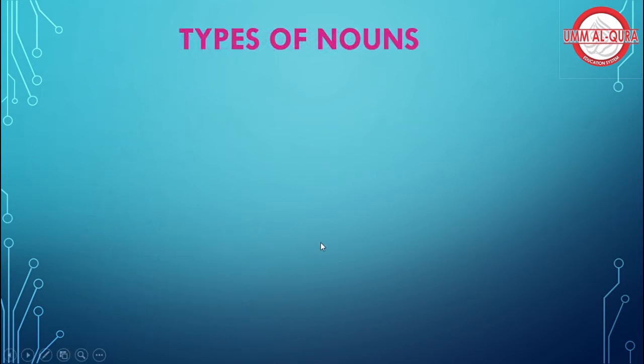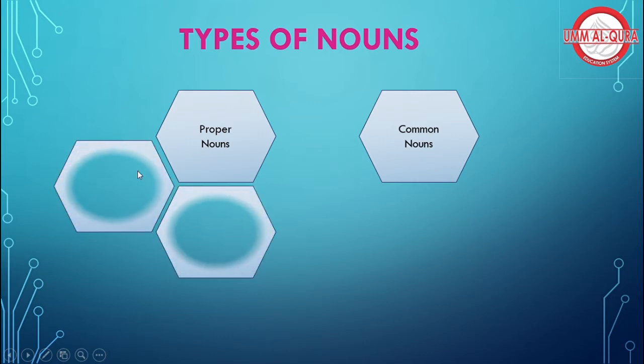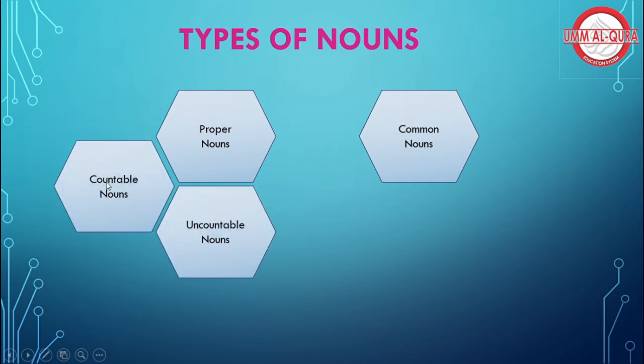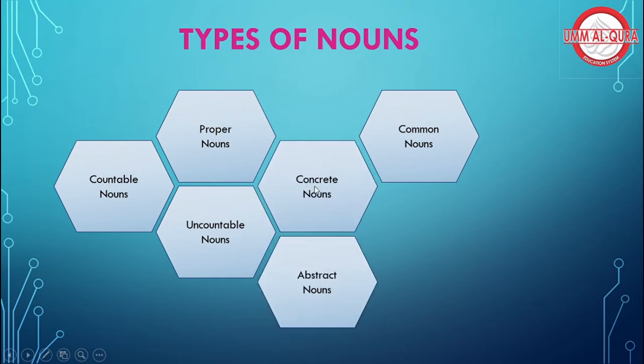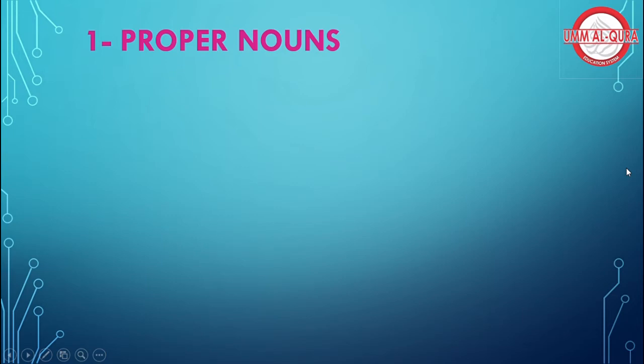Now, continuing with types of nouns, I'm sure that you have read the two basic types that are proper nouns and common nouns. You've been reading about them in your initial grades. Well, today we are going to explore more types, starting with countable nouns and uncountable nouns. Then we will have concrete nouns, then abstract nouns, then collective nouns, and in the end we'll be discussing material nouns. Okay, the first one is proper nouns.